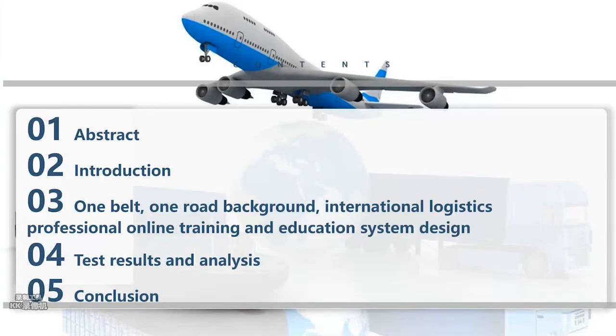Here's my table of contents. They are: 1. Abstract, 2. Introduction, 3. One Belt, One Road backgrounds, international logistics, professional online training and education system design, 4. Test result and analysis, 5. Conclusion.